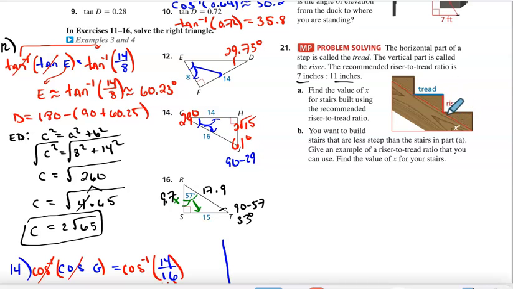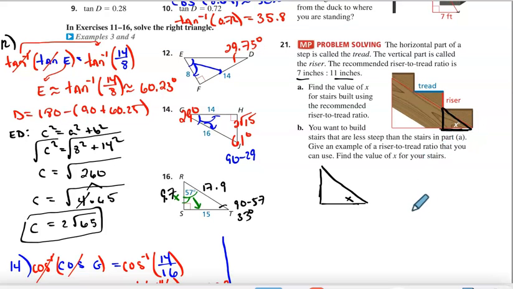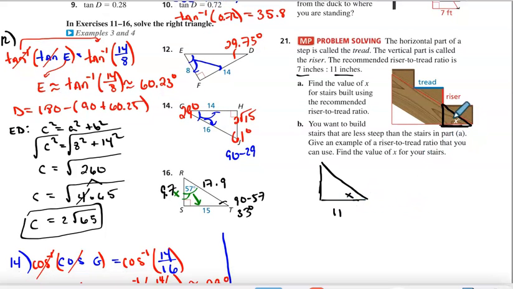Okay. So I'm not going to use the whole triangle, I'm just going to use this part here. If I draw that smaller triangle here, it's going to be similar. So if this is x, this bottom part here is my tread, so it's 11. This top part here is my riser, and the angle here.